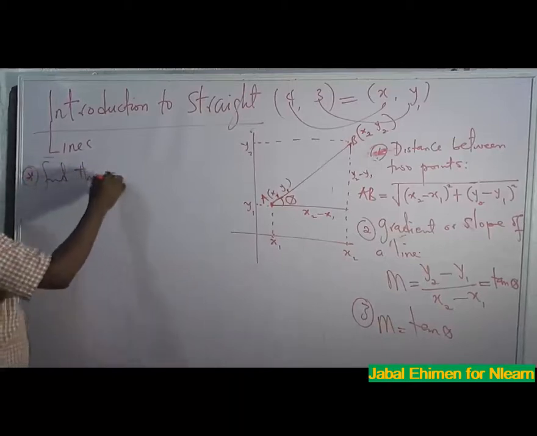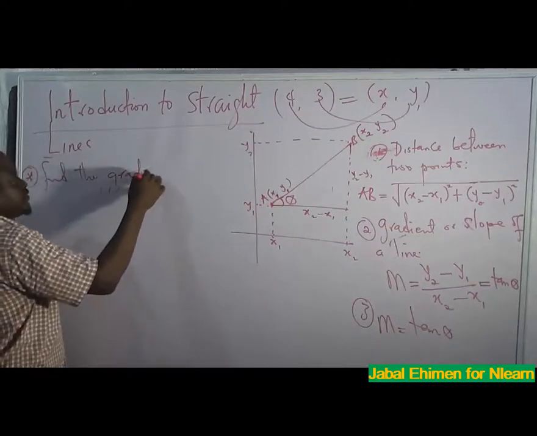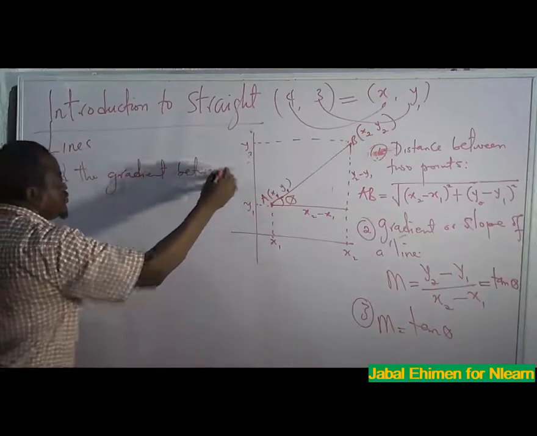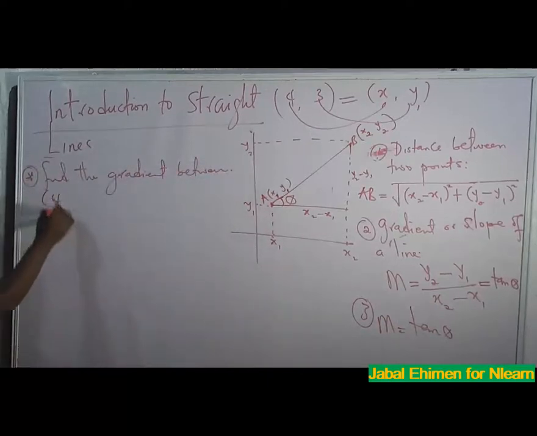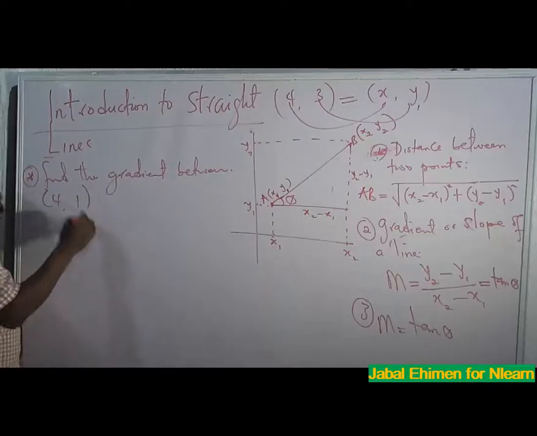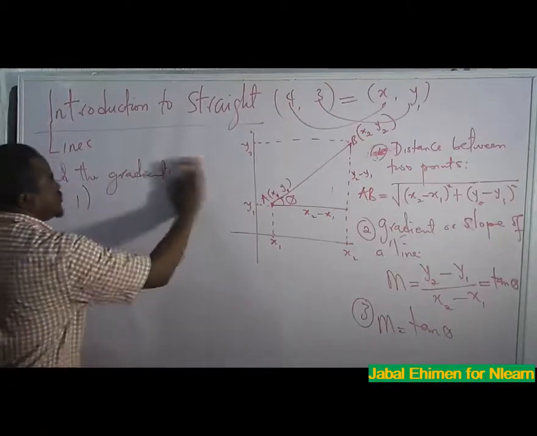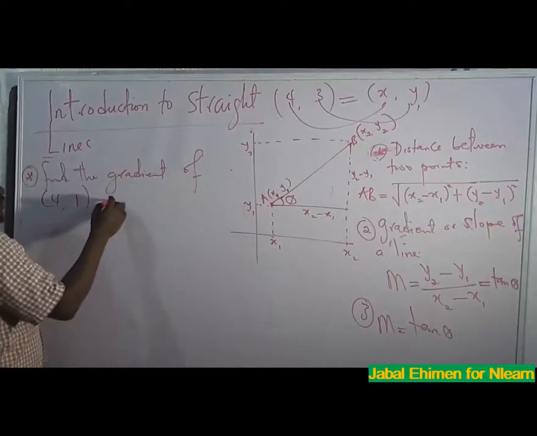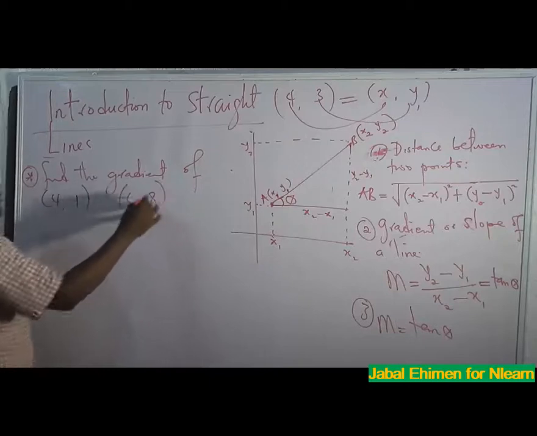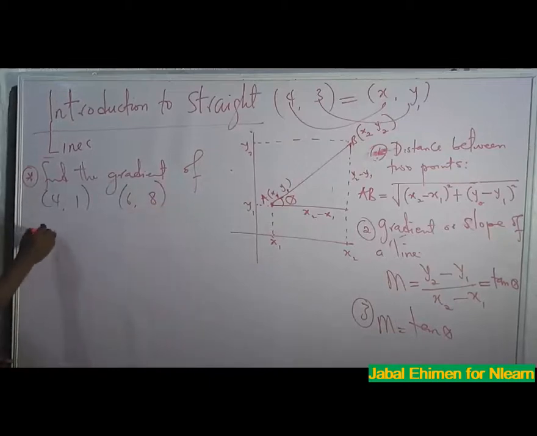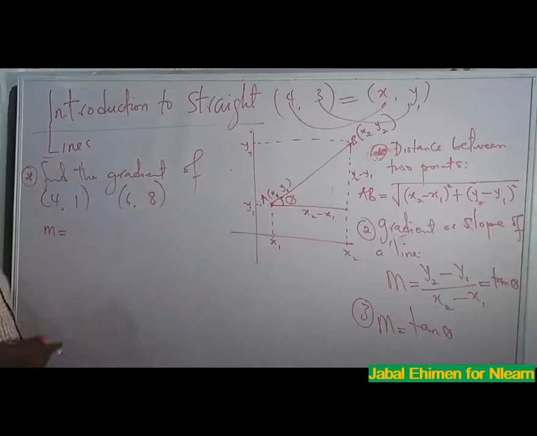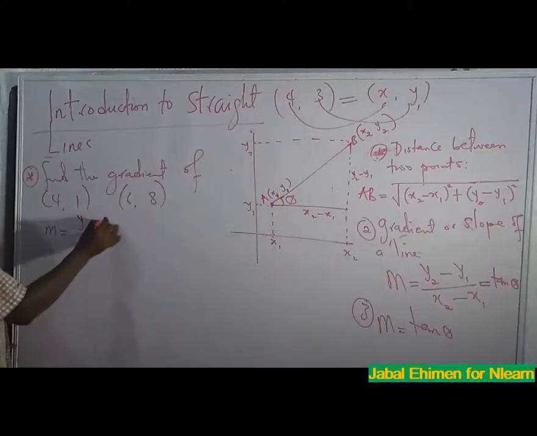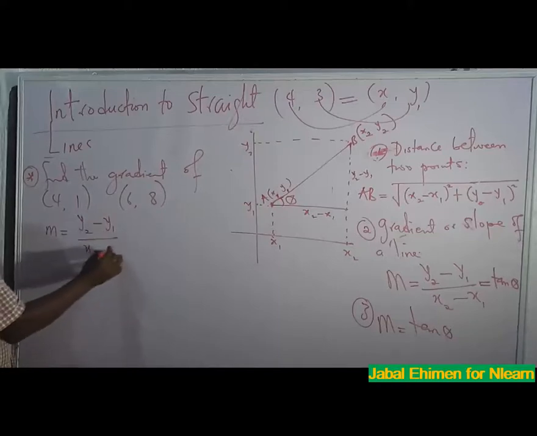the gradient between these 2 points, 4, 1, the gradient of 4, 1, 6, 8. What do? M is the gradient. It can also be called what? Slope. So gradient is y2 minus y1 over x2 minus x1.